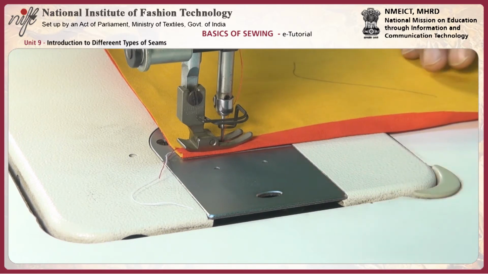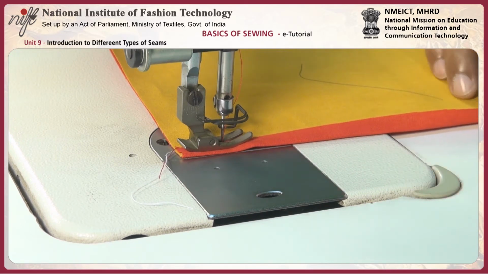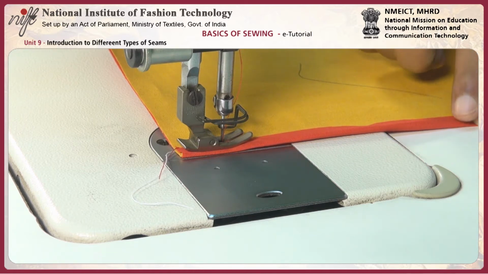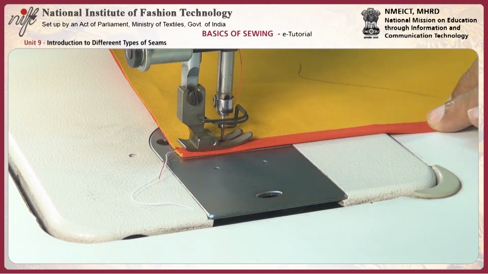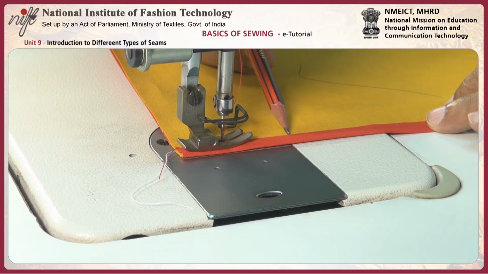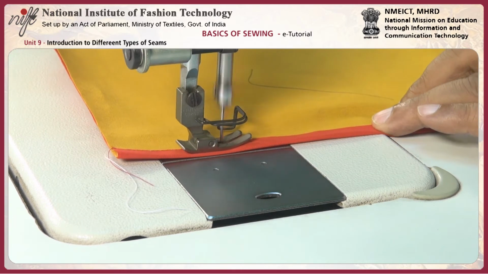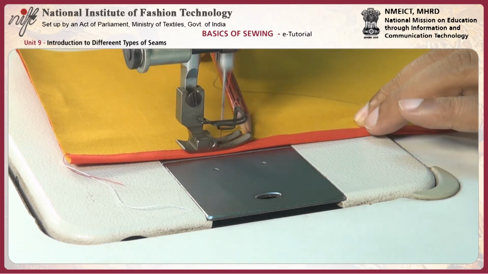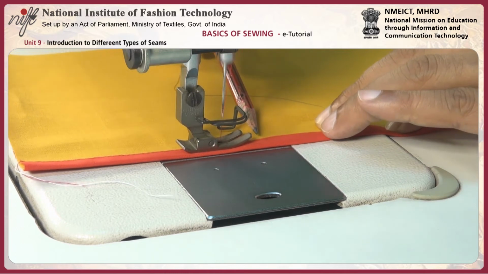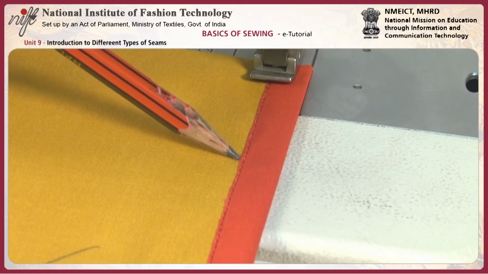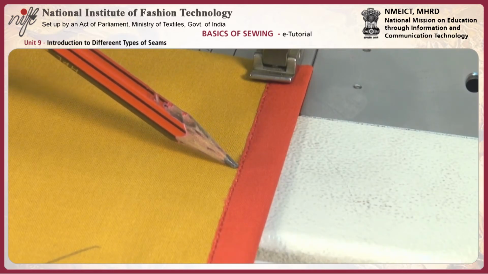Otherwise, for the flattened fell seam, you can utilize the feed of the arm machine. Fold the raw edges and stitch on raw edges. This is the raw edges, and stitch very close to raw edges. Look at here, the stitch is very close to raw edges.